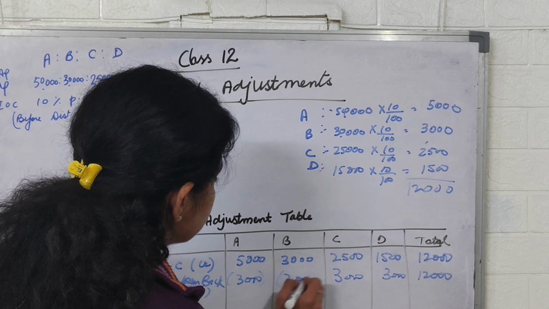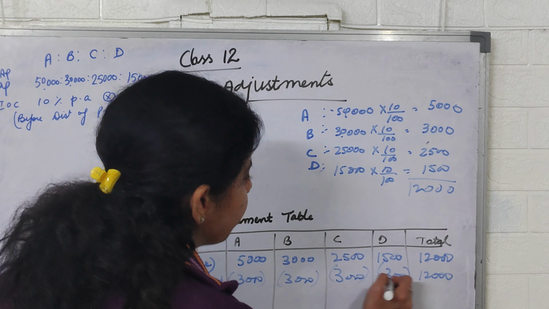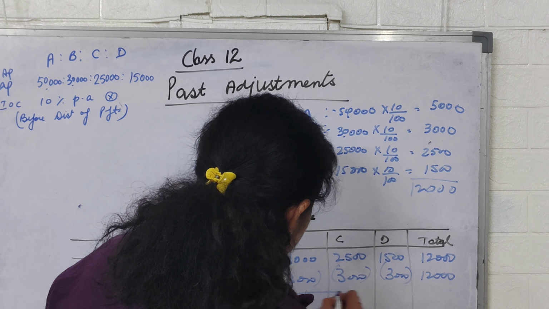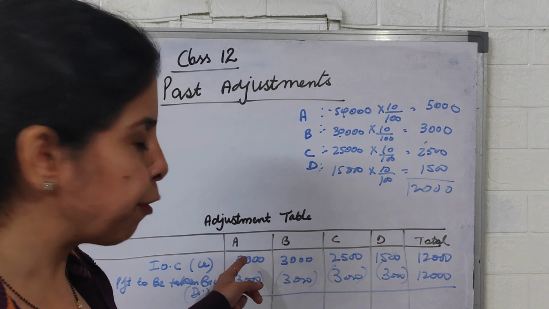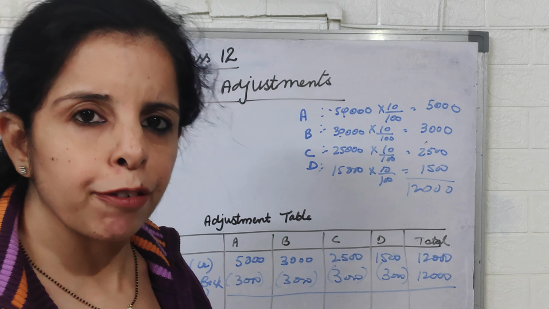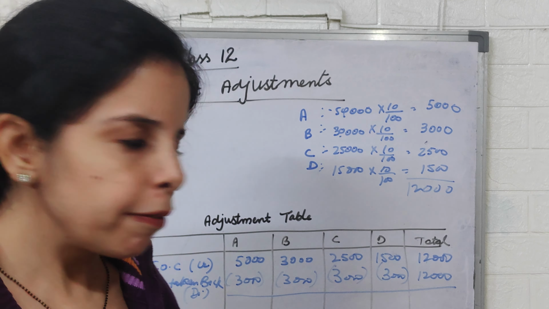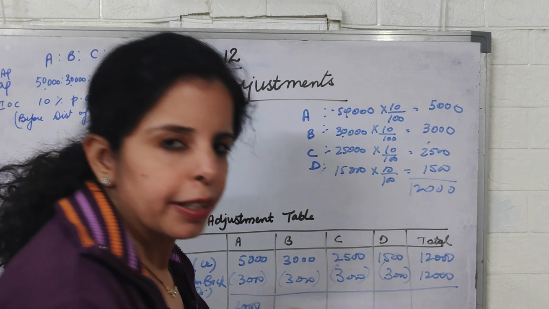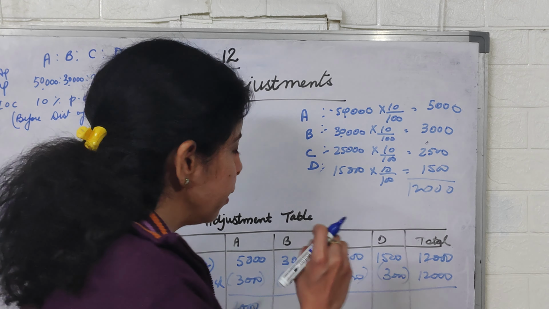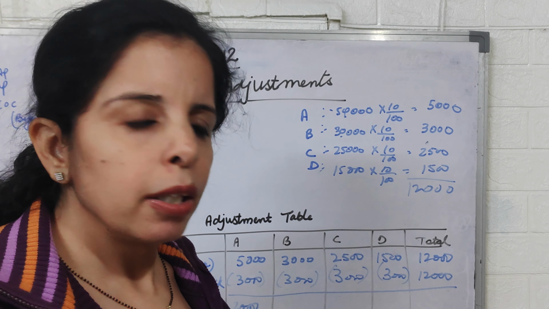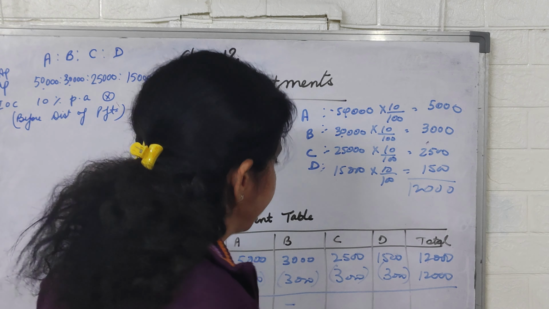I have shown this in brackets, which means this is a negative figure. Partners have to pay this. Let's see. We have to give 5,000 to A and we have to take 3,000 back from A. So the net amount which A will be paid is 2,000. So A's capital account will be credited with 2,000. For B, we have to pay interest on capital 3,000 and 3,000 profit we have to take back. So his account is nullified.